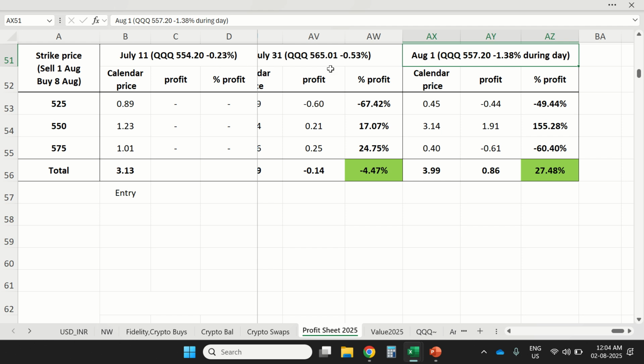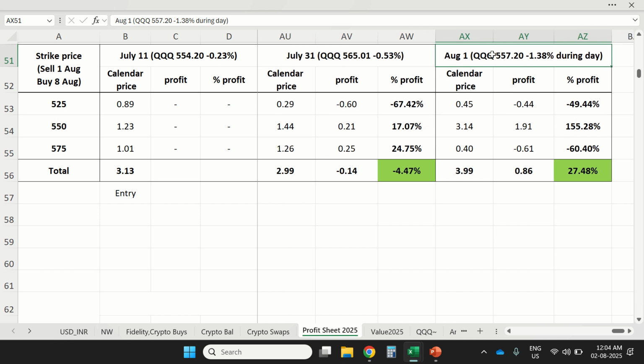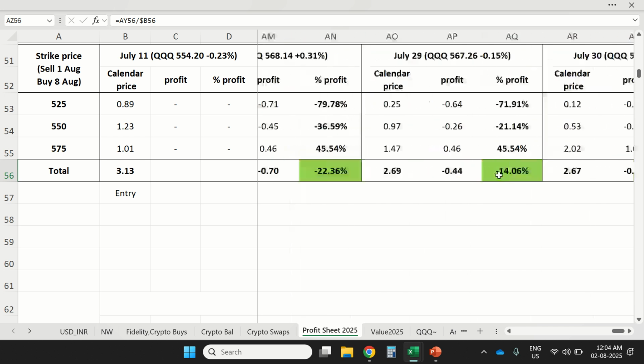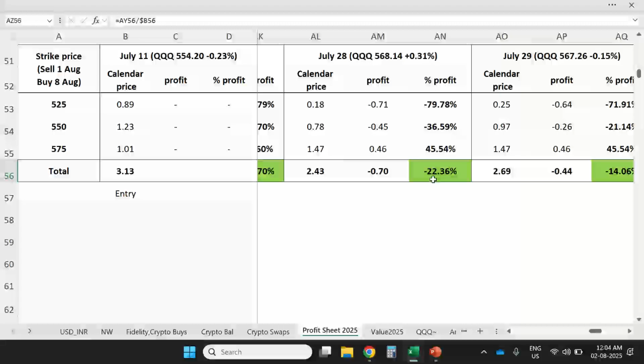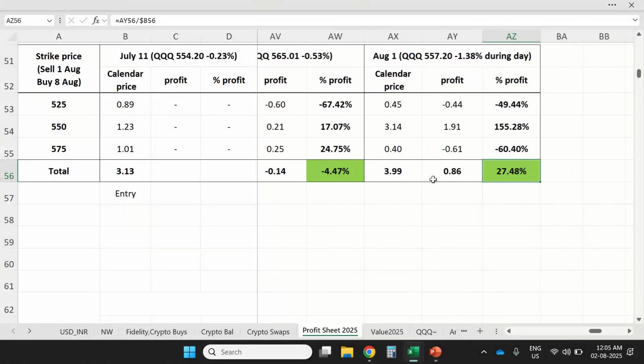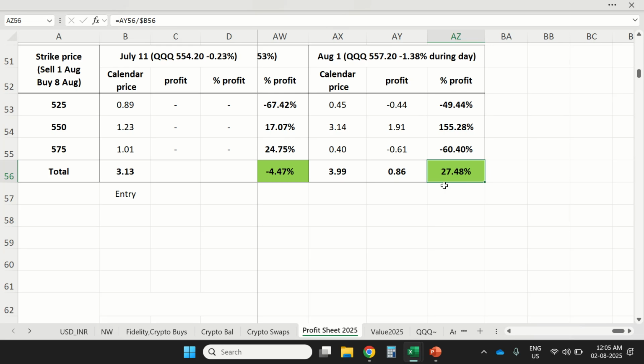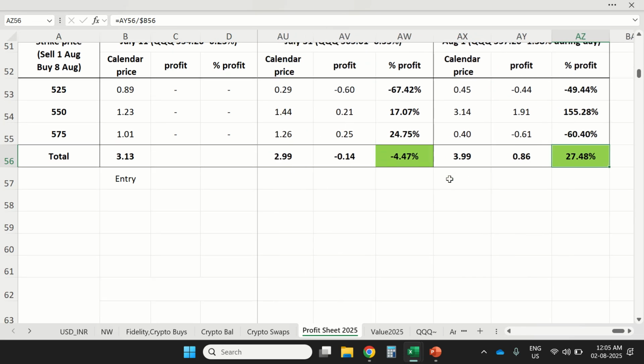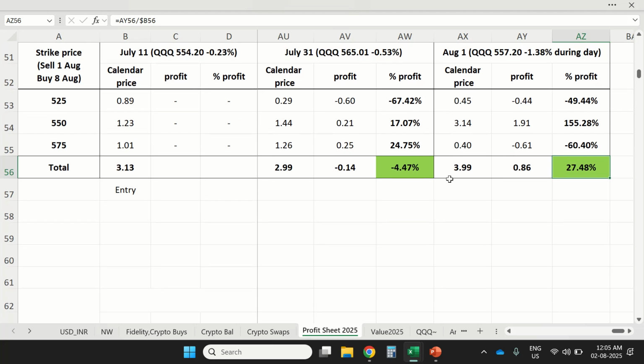Rest of the prices are after market close, but on August 1st the market is still open. So during the day I have captured these prices. When QQQ was around 557, these calendars were going for these prices, and this triple calendar was in a profit of 27.48%. So you can see it went down to 22% loss, and it recovered from that, and right now it is in profit of 27%. So it is so volatile.